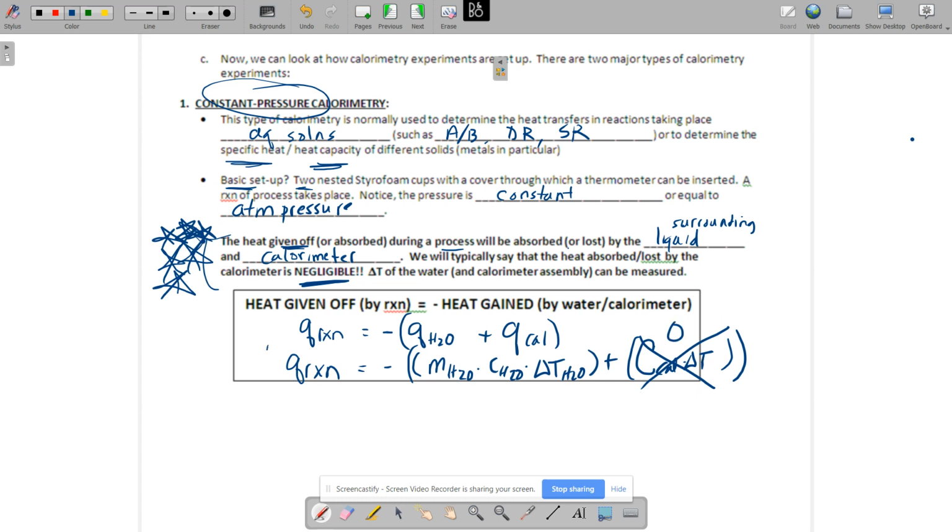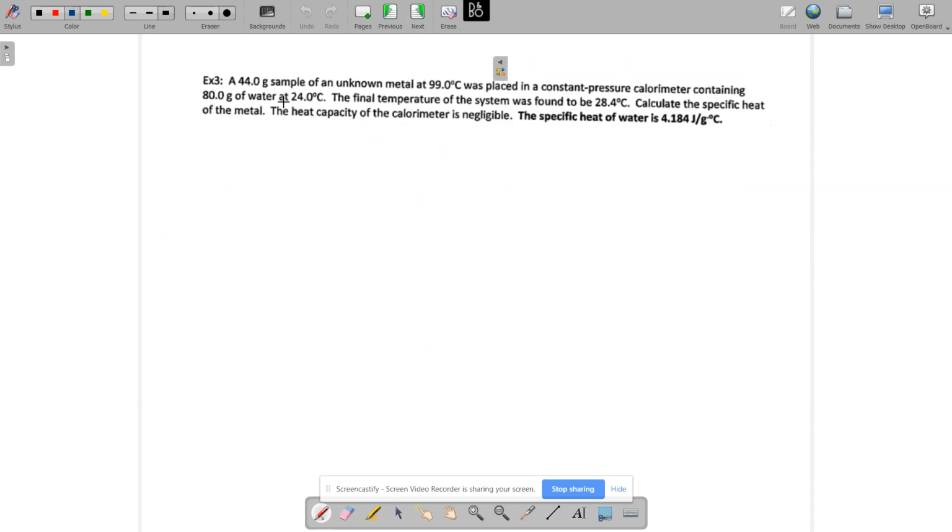Okay, so this is the formula that we will work with for most calorimetry experiments. Let's go ahead and give it a go. How does that sound? So we have an example. Basically, you want to make sure that you can envision what's going on here.